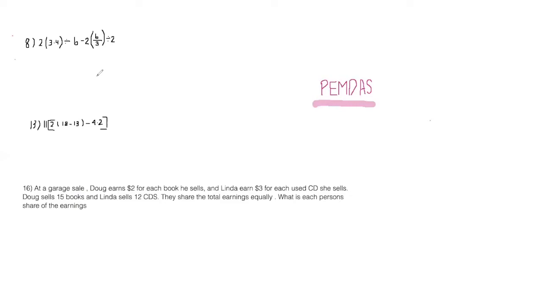We do multiplication and division left to right, so whichever comes first, we do. We also do addition and subtraction left to right, so whichever comes first, we do. So in order to demonstrate PEMDAS, we're going to do example 8.